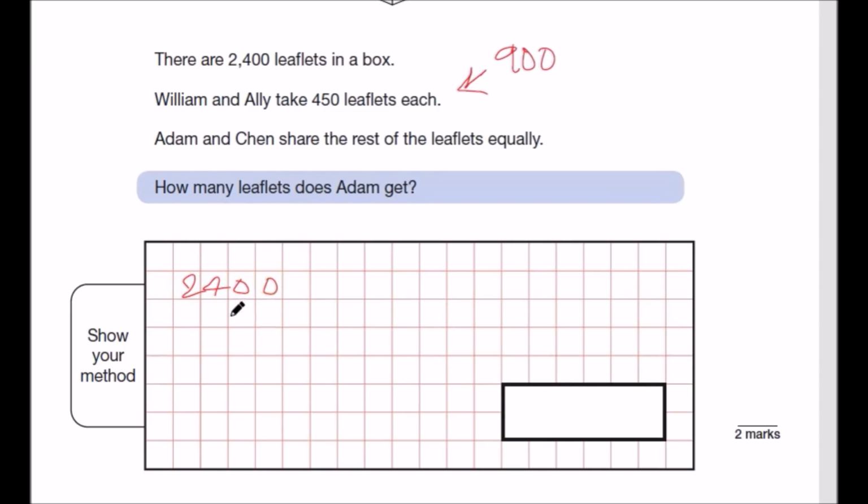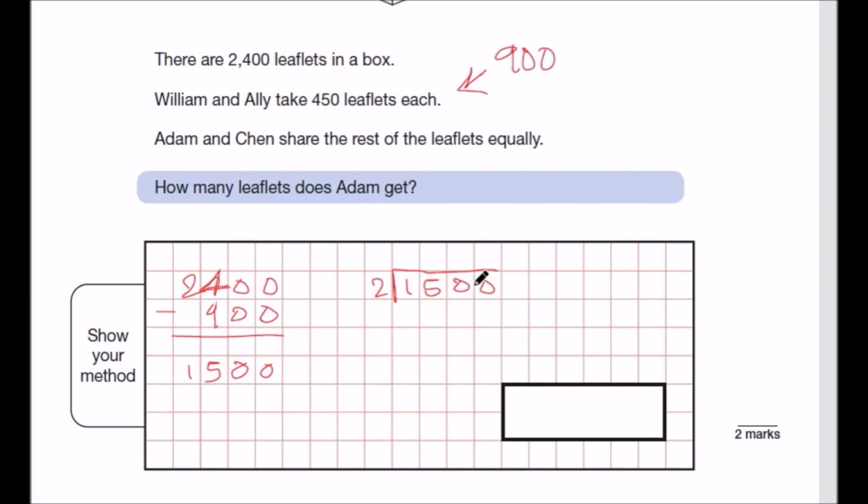So 4,400 minus 900. God, this 4 looks like a 9. Then we subtract. So this is clearly nothing. So 24 take away 9 should give us 15. So simple maths. So that means Adam and Chen share the rest of these equally. So that means they're dividing this by 2 because it's 2 people. So we need to share 1,500 by 2 people.